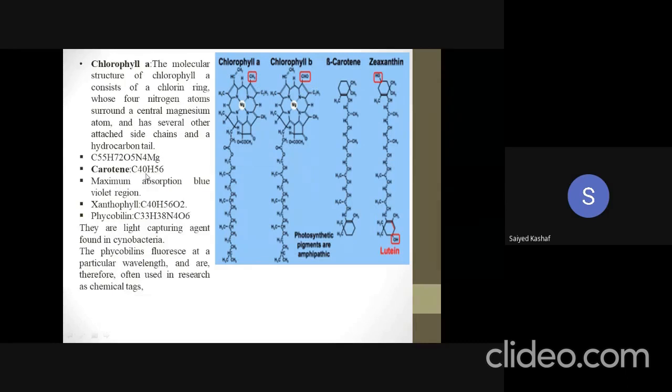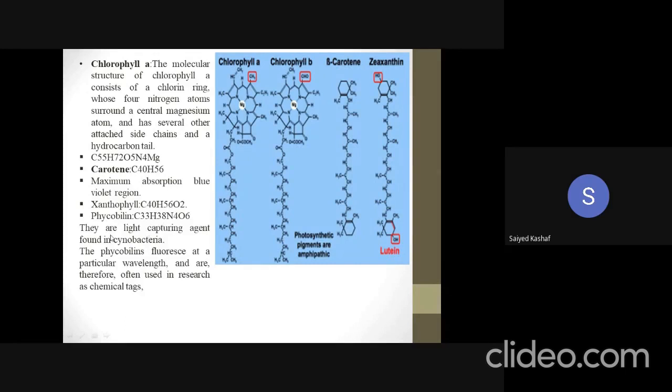Now the second one is carotene. Its formula is C40H56, and maximum absorption takes place in the blue-violet region. Whereas xanthophyll is also an accessory pigment in all plants, and the most abundant form of carotenoid is lutein. You can see the structure of lutein, its formula is C40H56O2, and the last one is phycobilins.